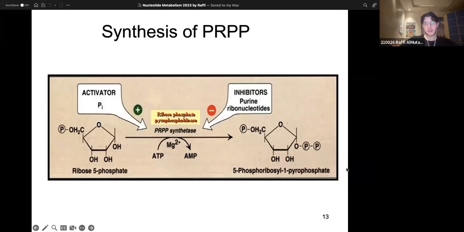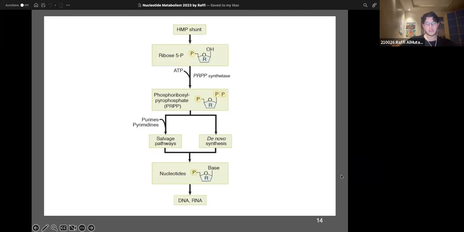And just so you're all up to speed with me, we're talking about de novo purine synthesis. Now here, this is just a slide to show you how everything goes. So as Selma correctly pointed out, the ribose 5-phosphate comes from the HMP shunt. And this is eventually going to form DNA and RNA after we make this PRPP, which is going to be used for salvage or de novo.